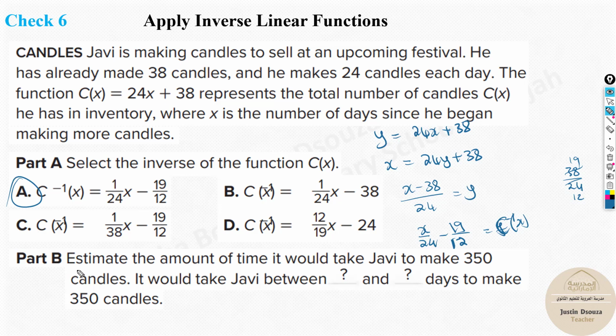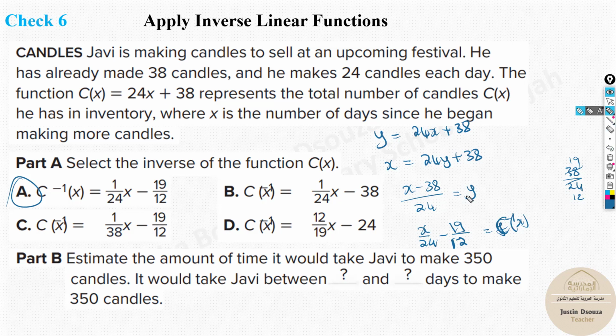Now the second part is important. Estimate the amount of time it would take Harvey to make 350 candles. It would take Harvey between dash and dash to make 350 candles. Okay. Now, how do you find this? Here, C of x is the total number of candles. What was the total number of candles? C of x. In this function, x will be that. So how many candles need to be made? 350. So just substitute x as 350.